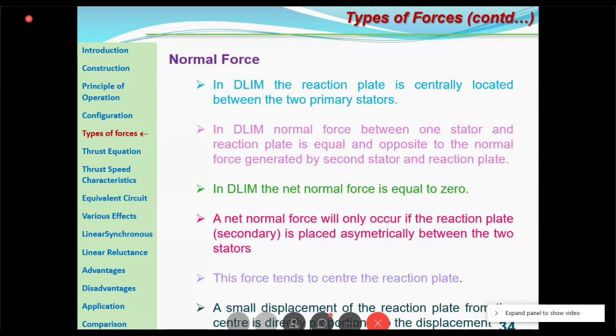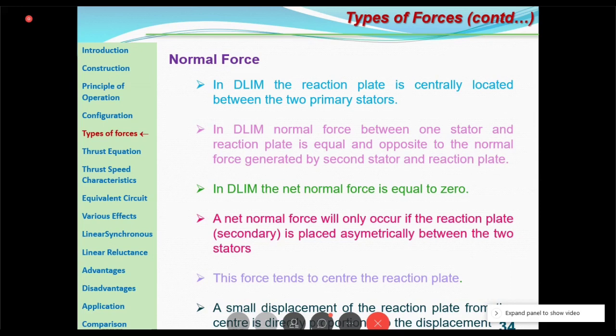The normal force is zero if the double linear induction motor reaction plate is centrally located between the two primary stators. If you have two primary stators and a reaction plate that is centrally located, the force between one stator and the reaction plate is equal and opposite to the force between the other stator and the reaction plate. So the normal force gets cancelled and is equal to 0.